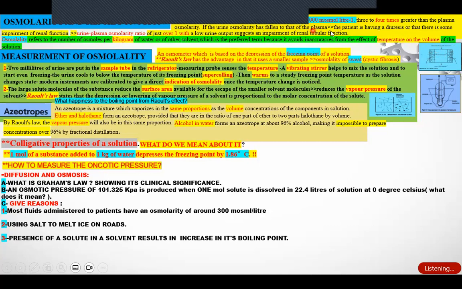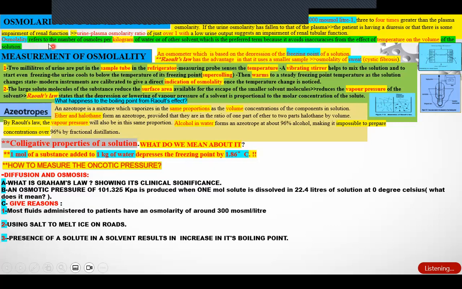Of course, when there is a difference in this figure, if it's near, it could be due to diuresis. But if the ratio is not 1 to 4, it means that there is impairment in the renal function.